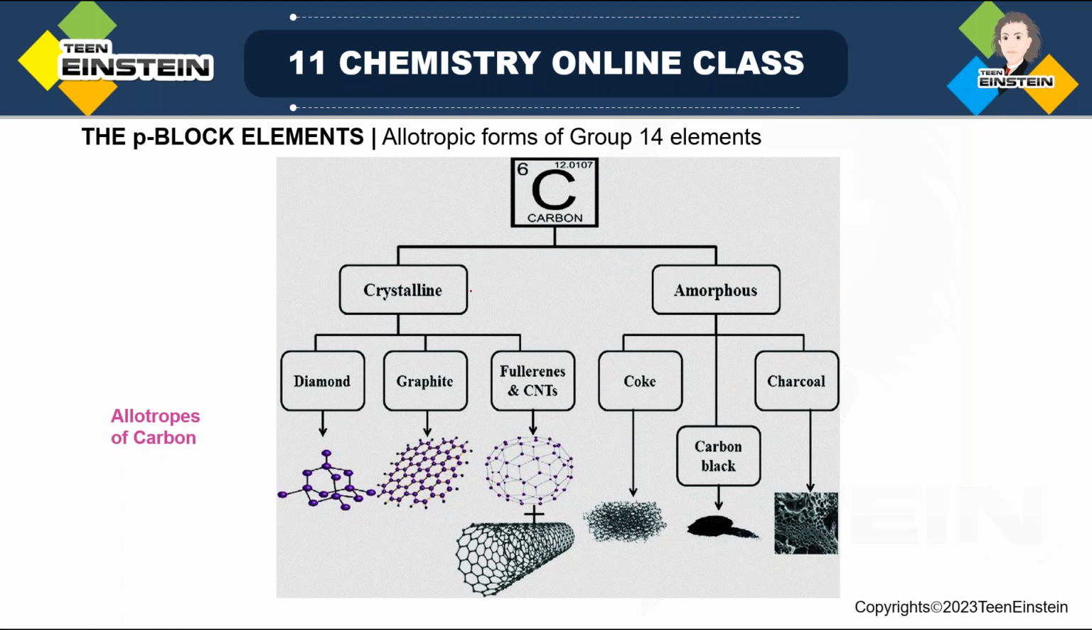And how we are doing the classification. For carbon, the broad classification is: some allotropes are crystalline in nature, some allotropes are amorphous in nature. Under crystalline nature, we will discuss diamond, graphite, fullerene, and CNT. CNT means carbon nanotube. Fine. And under amorphous, there will be discussion of coke, carbon black, which is also called lamp black, and charcoal. You can also see very small images for all these allotropes of carbon. But we'll go into the details one by one.